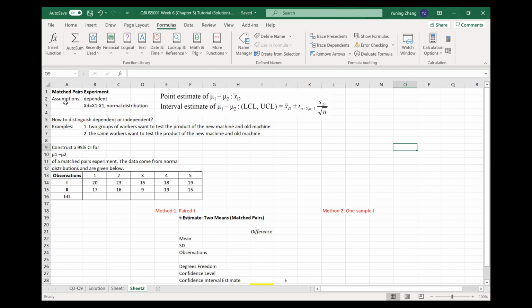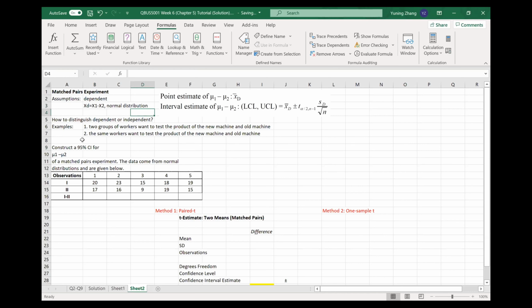Firstly, we are seeing the assumptions. The first assumption is the two samples are dependent. And the second assumption is xd equal to x1 minus x2. Here is a sample. It's normal distributed.